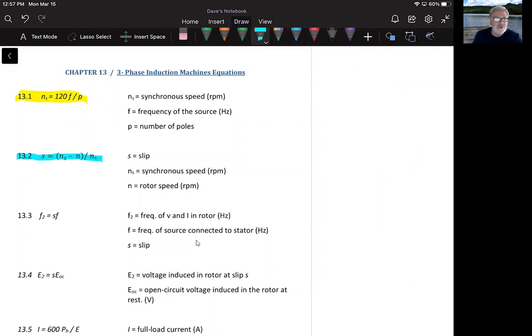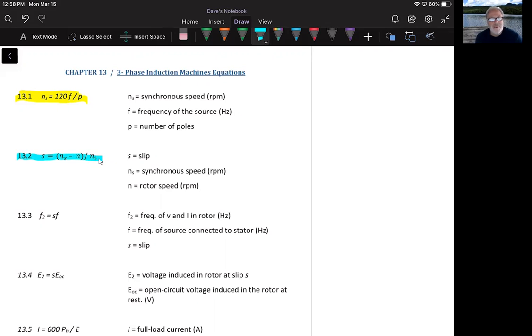So there's the motor slip formula. And it says slip is a value that is calculated by taking the synchronous speed that we just calculated in 13.1 and subtracting from the synchronous speed the rotor speed. They're never the same in a 3-phase induction squirrel cage motor. And so there's this difference. And then that difference is divided by the synchronous speed to get this slip value.